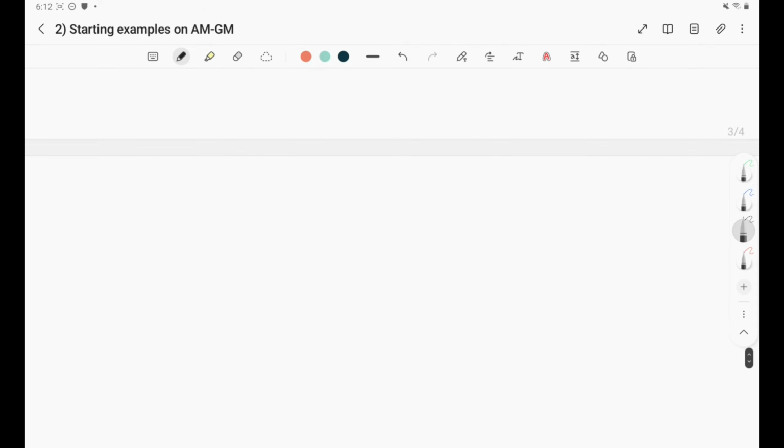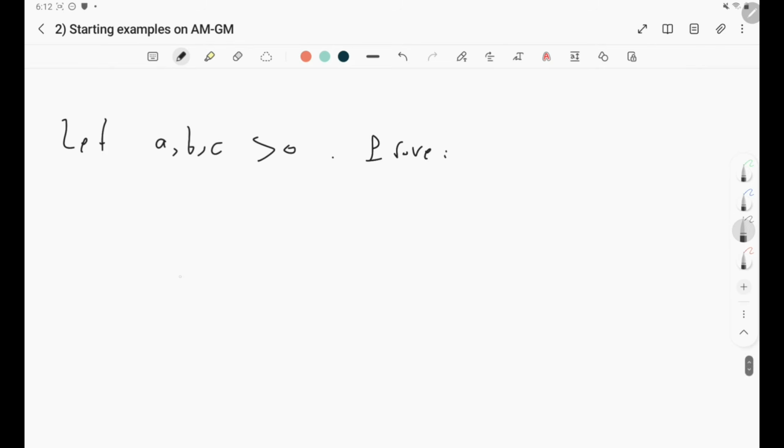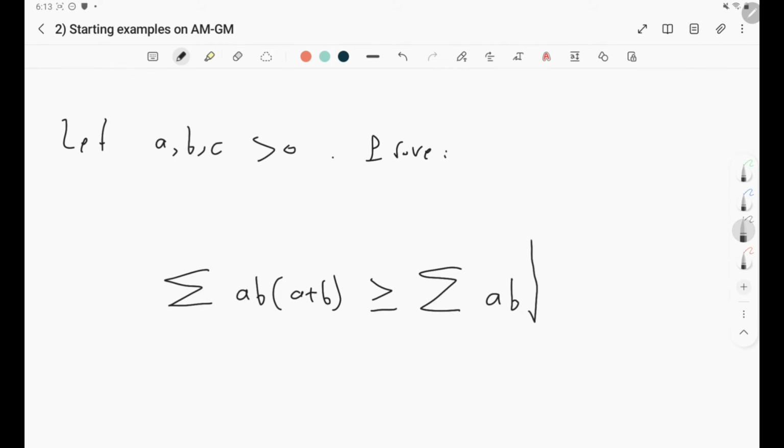Okay, the final example for today is the following. These are positive numbers, and we need to prove the following inequality. So I'll be writing this as a sigma, because I'm too lazy to write all of them. And here another sigma. It's AB times root A over B, B plus C, and C plus A.